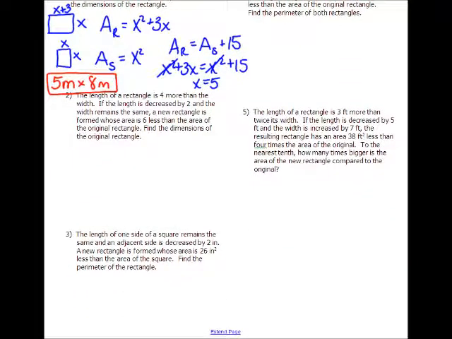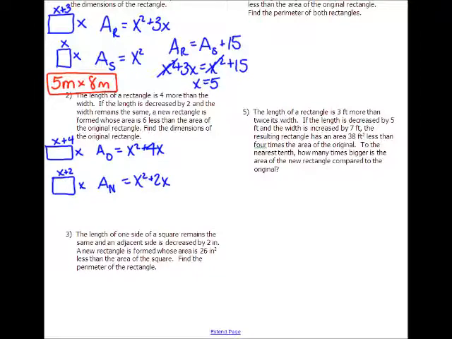The length of a rectangle is 4 more than the width. If the length is decreased by 2 and the width remains the same, so now the length is x plus 2, a new rectangle is formed whose area is 6 less than the area of the original. Write an expression for the area of the original: it is x squared plus 4x. The area of the new is x squared plus 2x.